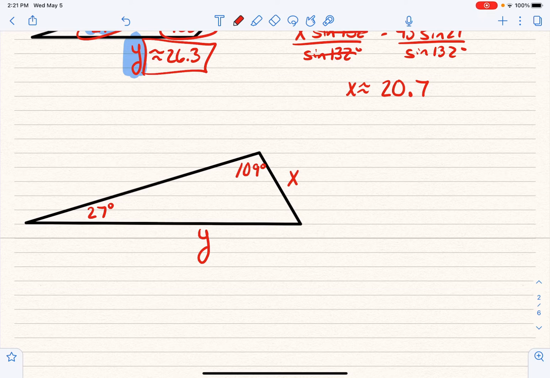You just need one more piece of information. You, of course, need to know at least one of the sides. So I tell you that this side right here is 21. Okay, that side is 21. All right, go ahead and figure out what x and y are. We'll pause the video right here, and then you guys can work through it, and I'll show you what I got in a second.